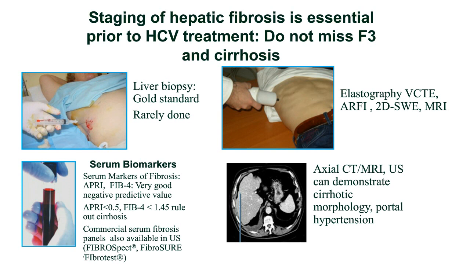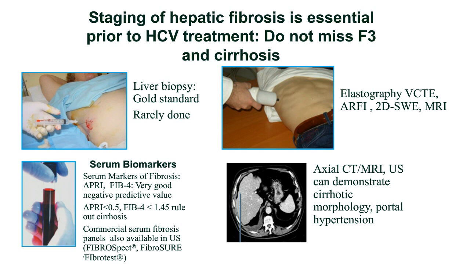Finally, don't forget about imaging. So if you order an ultrasound or a CT scan on somebody and it shows an obviously cirrhotic morphology, the serum biomarkers, et cetera, can be rendered moot. If you have splenomegaly, if you have collaterals, if you have evidence of portal hypertension, then you can reliably diagnose cirrhosis in your patient with hepatitis C.